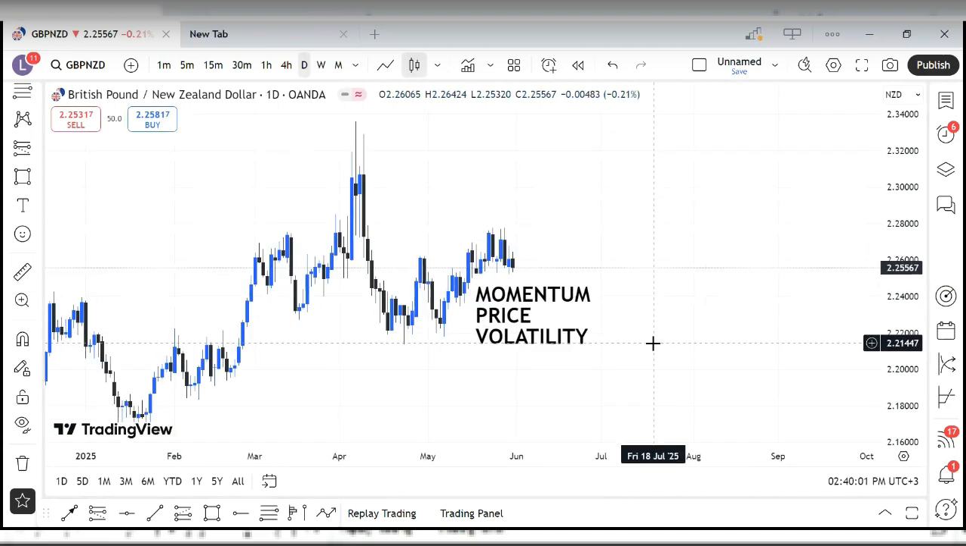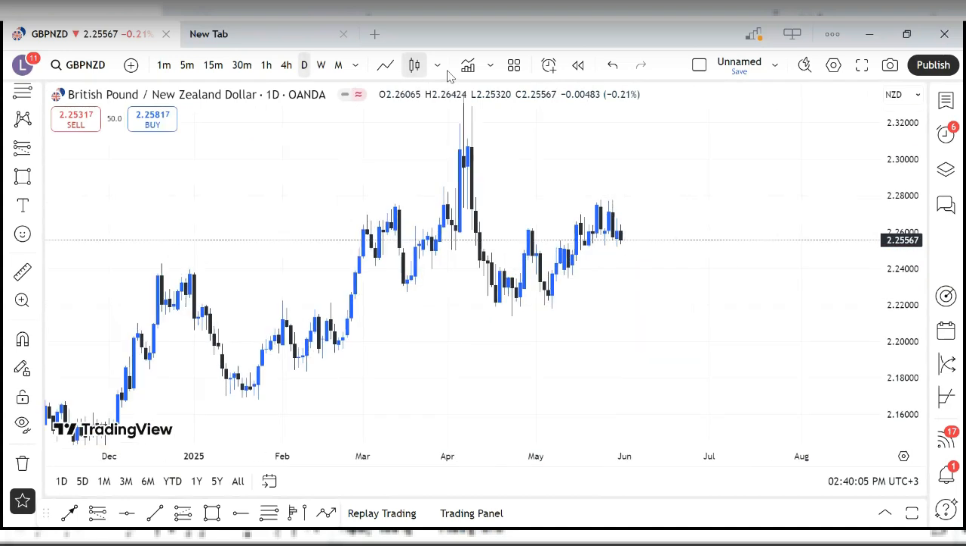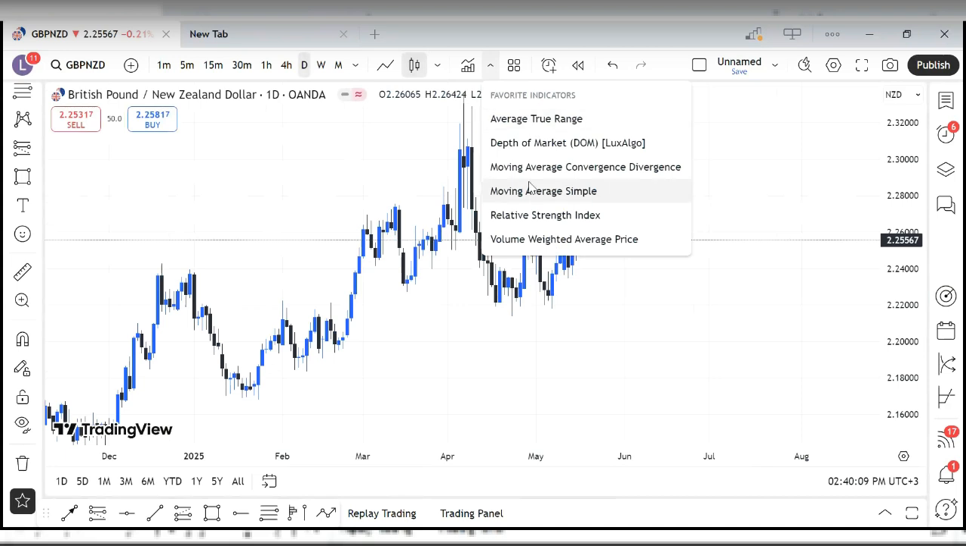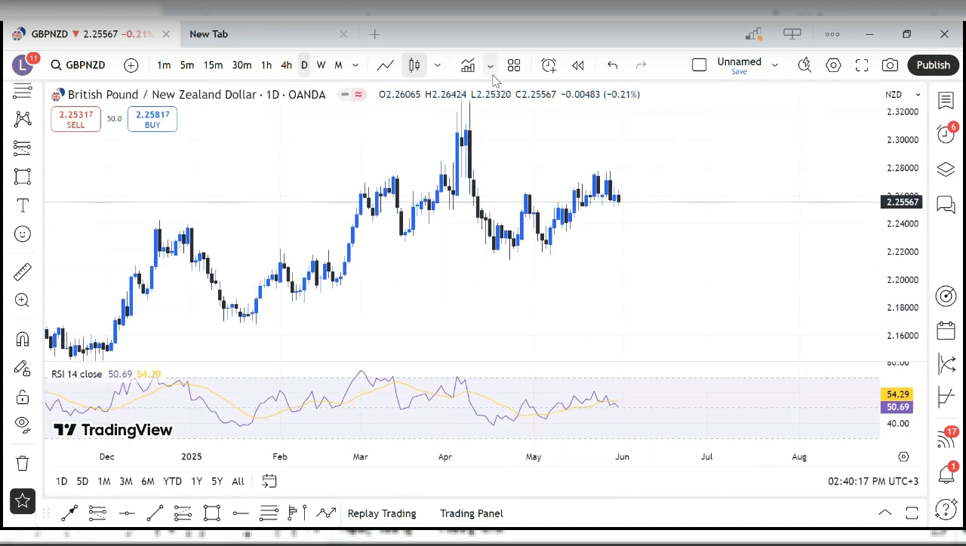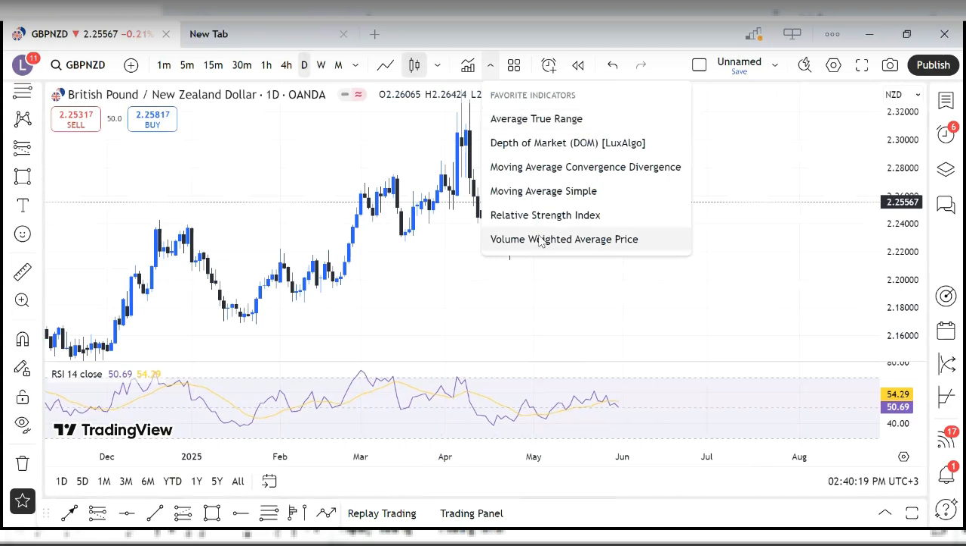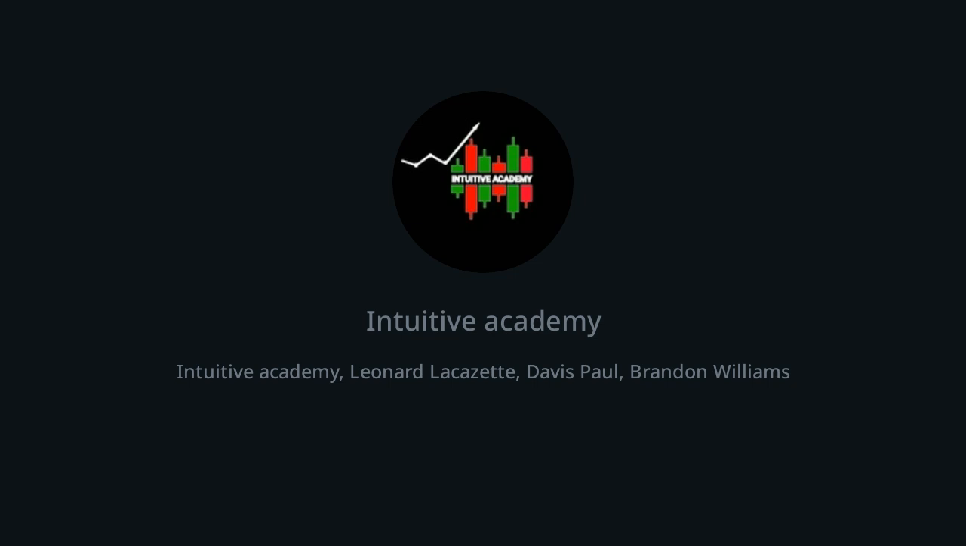Today we'll be looking at a price indicator. My favorite price indicator has always been RSI. I've placed it here because it's under my favorites. So these are my favorite indicators. We have average, depth of market, moving average convergence, and all that. These are my favorites. The RSI is a favorite, and I'm going to explain why I consider it so.